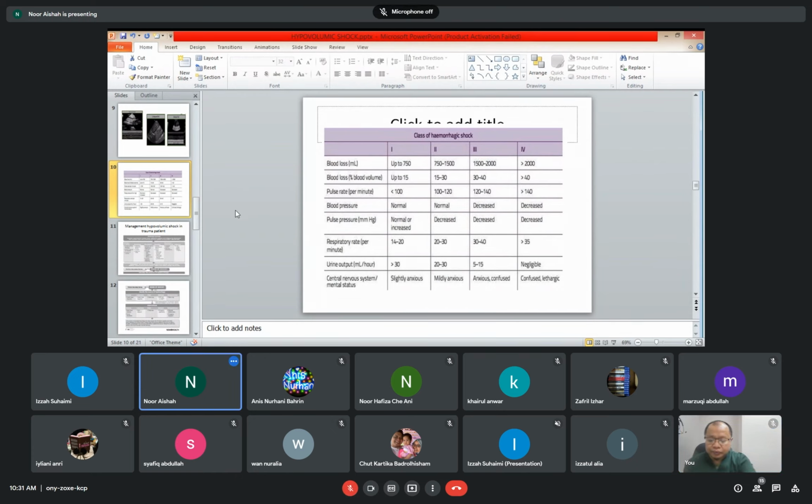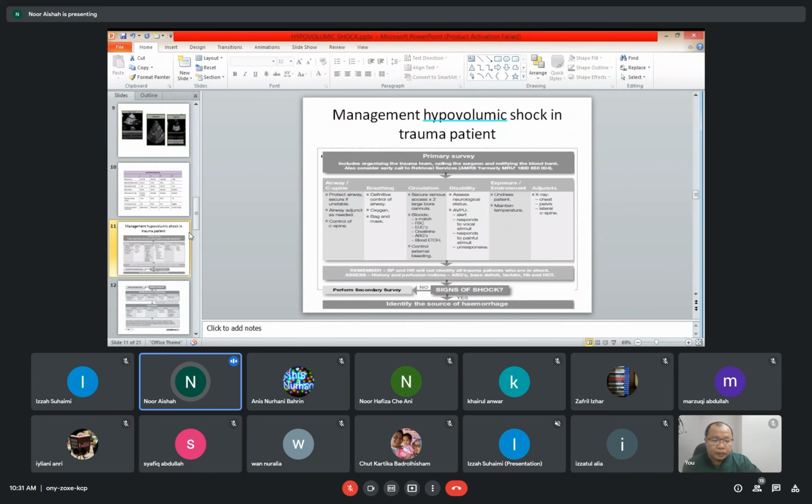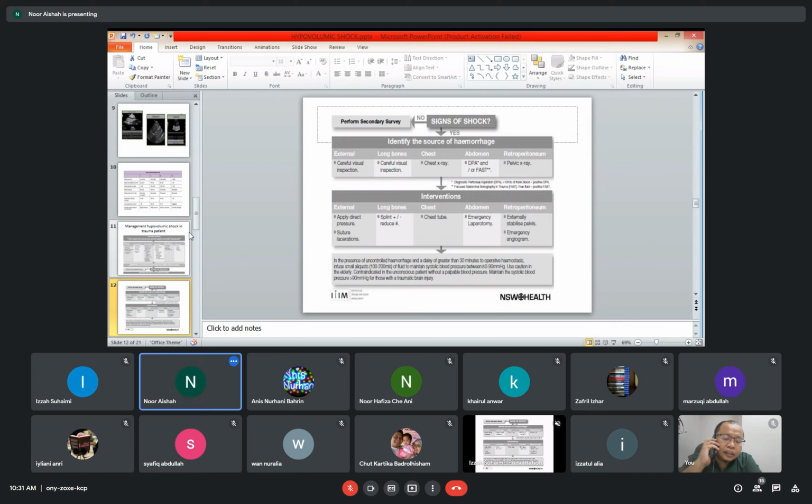Carry on. The next is management of hypovolemic shock in a trauma patient. First, do the primary survey when the patient comes to us: assess the airway, breathing, circulation, disability, exposure, and then see whether the patient is in shock or not. Then we proceed to the secondary survey, where we have to look for external causes. If there is bleeding, a source of hemorrhage, for example a long bone fracture, at that time you have to anticipate blood loss.